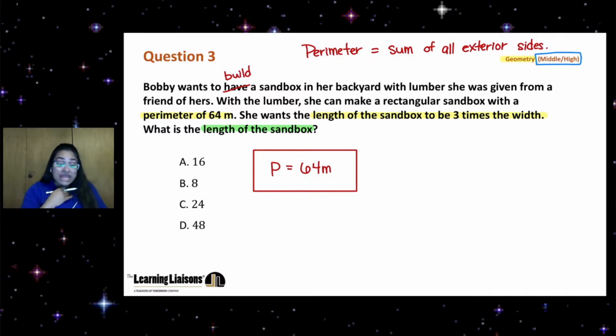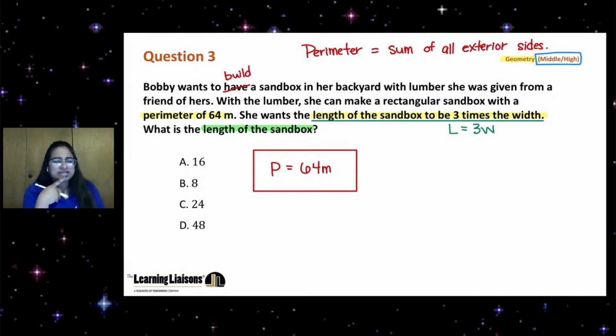It says the length of the sandbox is 3 times the width. Well, if I had to write that information down, the length of the sandbox is 3 times the width. I would say that L sounds like it's equal to 3 times the width. How would you represent 3 times the width? 3W. That's it. Just 3W. 3 times means 3 is being multiplied to W, which we're representing as our width. Okay, so we know that the length is equal to 3W.